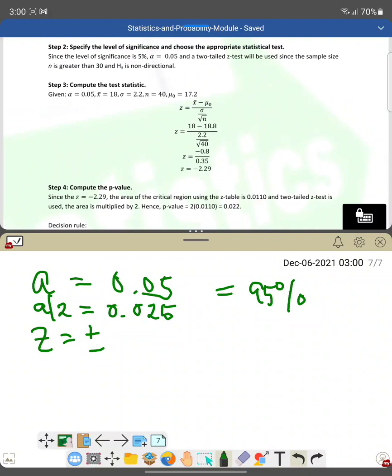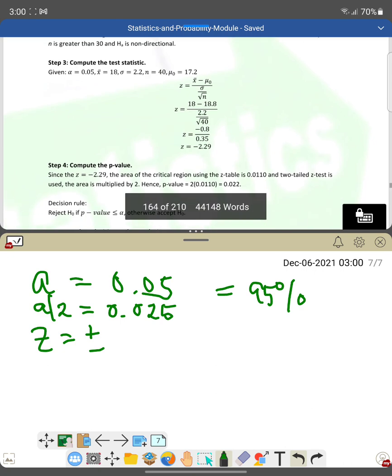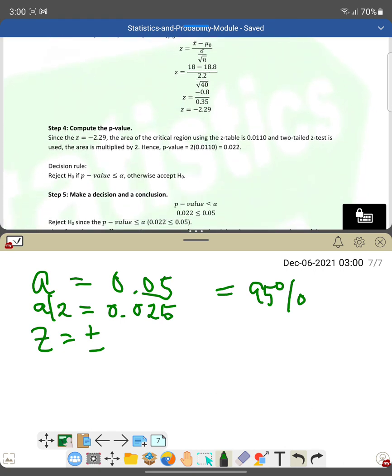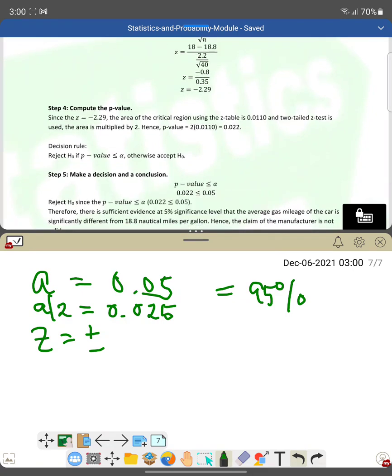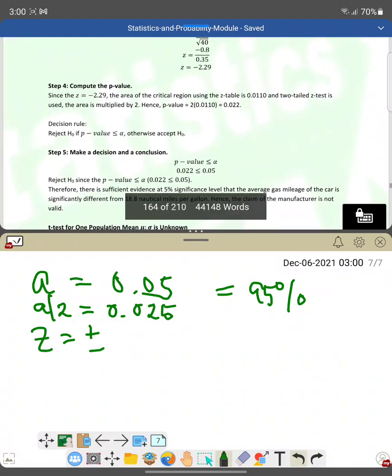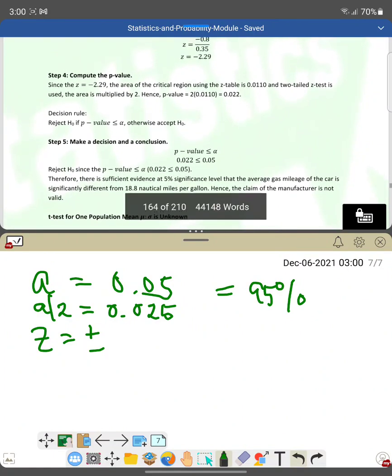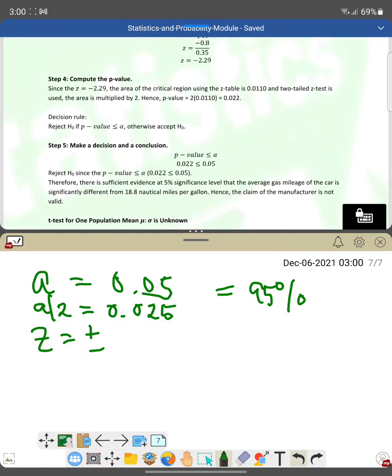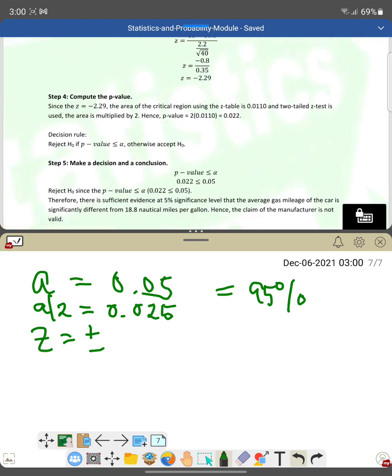So we have the computed z, which is negative 2.29. The area for the critical region is 0.0110. Since it is two-tailed, that is multiplied by 2, that is 0.022. So we are going to check for this one. We have 0.022, and this is based on the p-value. Take note of that.